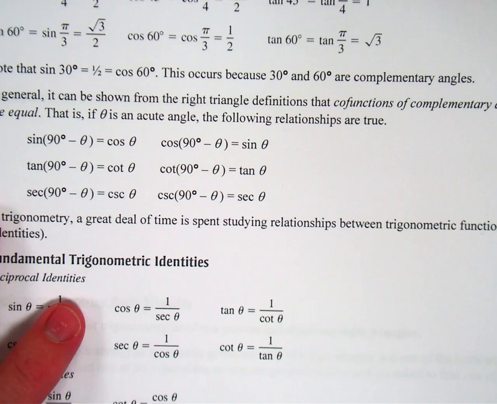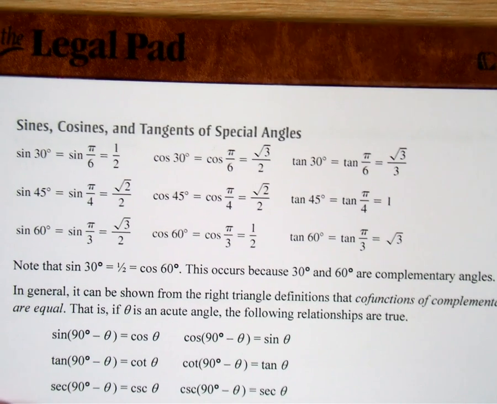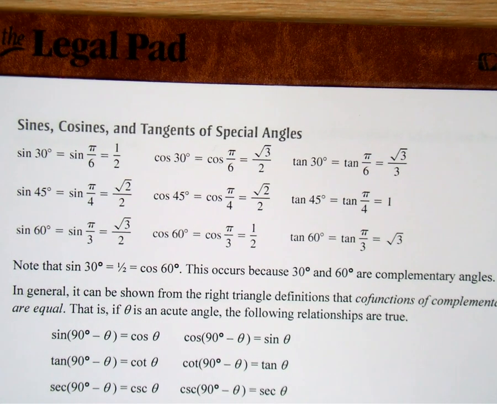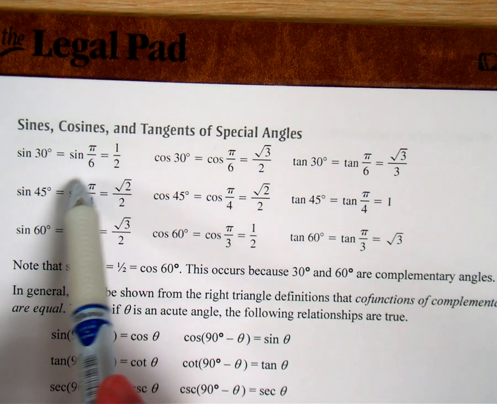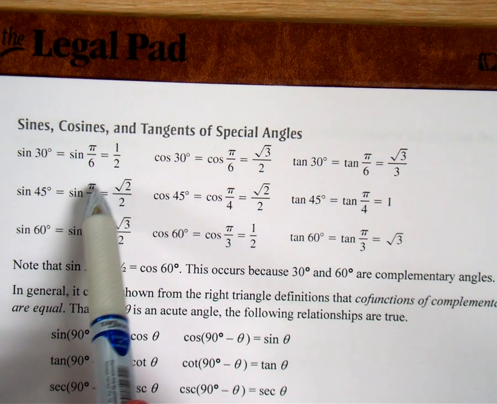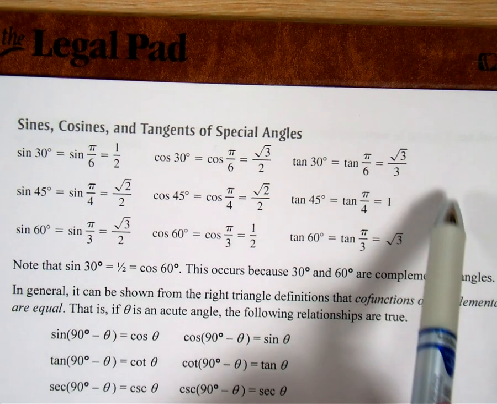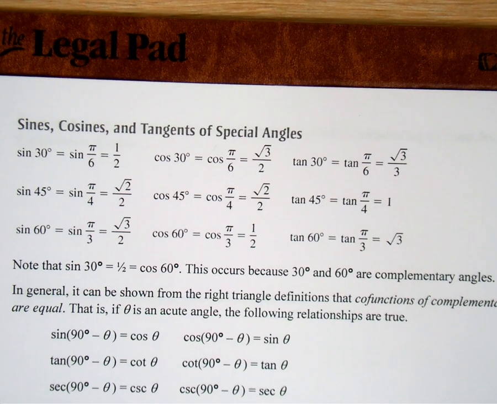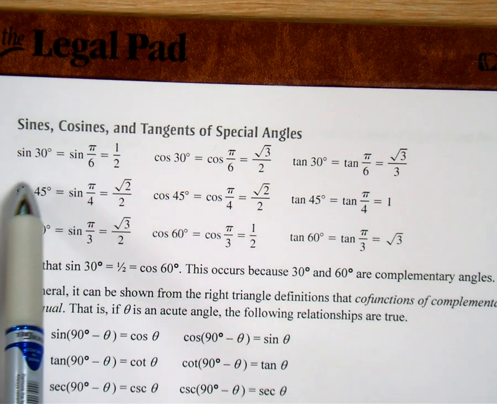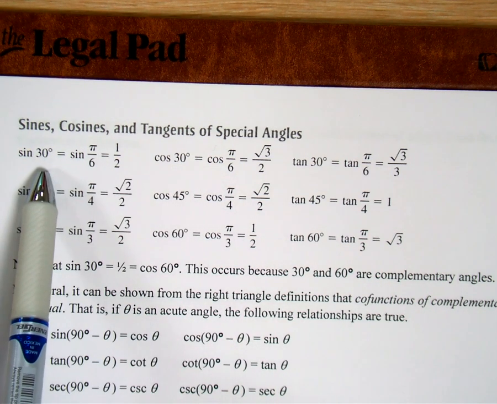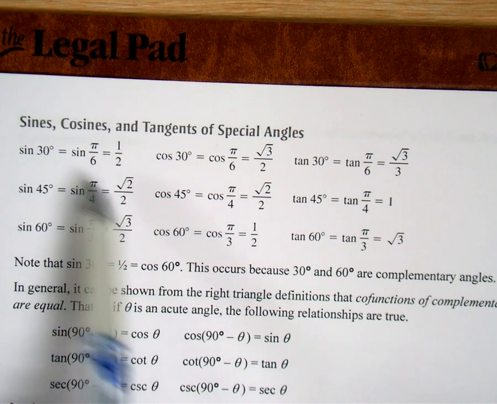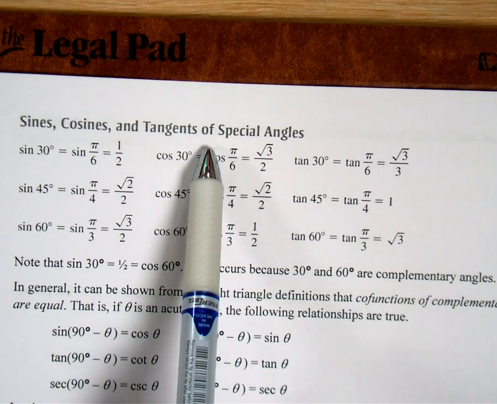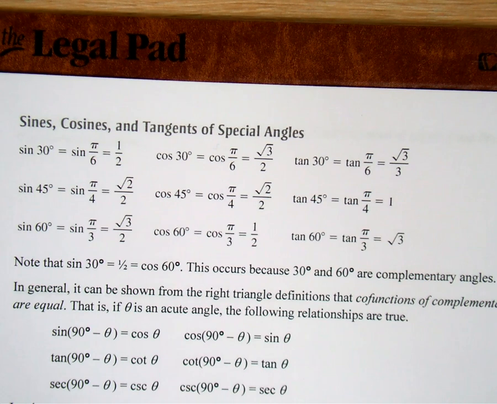Back to our unit circle. Okay, sine of 30 degrees equals sine of pi over 6 equals a half. We did all those. That's what the whole lesson was last time, talking about unit circle stuff and knowing those things. Okay. Notice that sine of 30 and cosine of 60 are the same. Same thing for cosine of 30 and sine of 60. That's because they are complementary angles.